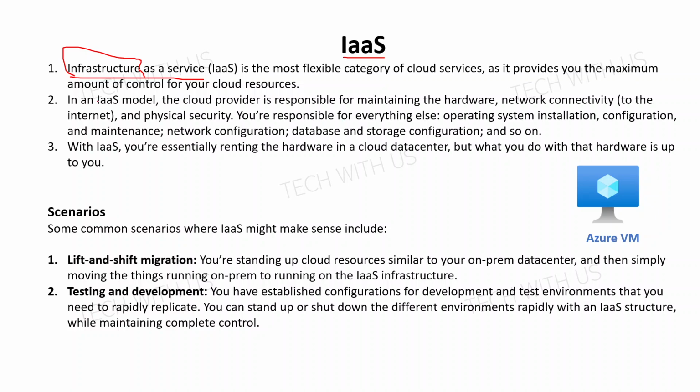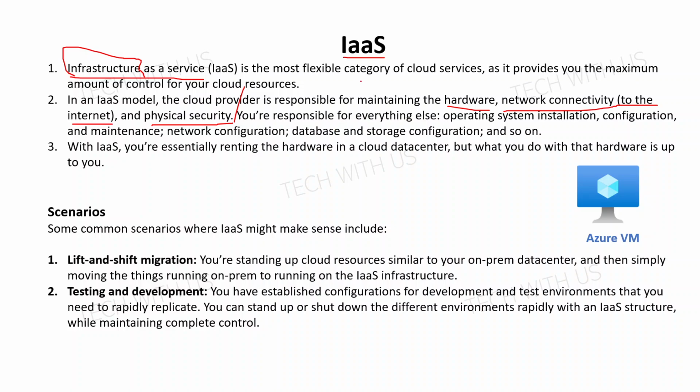Here you can see that in the IaaS model, the cloud provider is responsible for maintaining the hardware, network connectivity, which is nothing but connecting to the internet, and the physical security. All these things will be taken care of by Azure. If you have your own company, you should keep a security guard at least to maintain it. Here the company means a data center, and in the data center some security person should be assigned to maintain it. But all these things will be taken care of by Azure only. You need not worry about any of this.